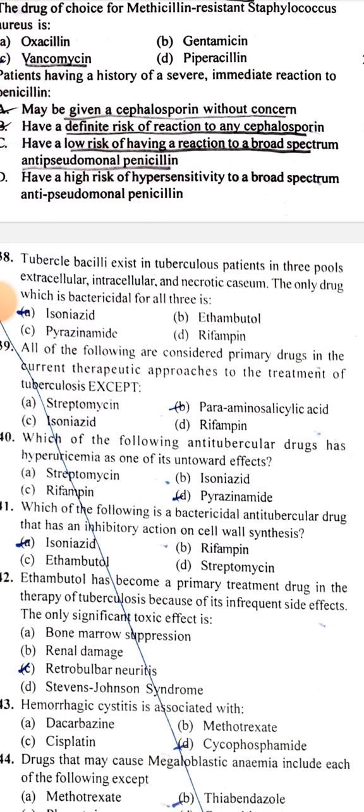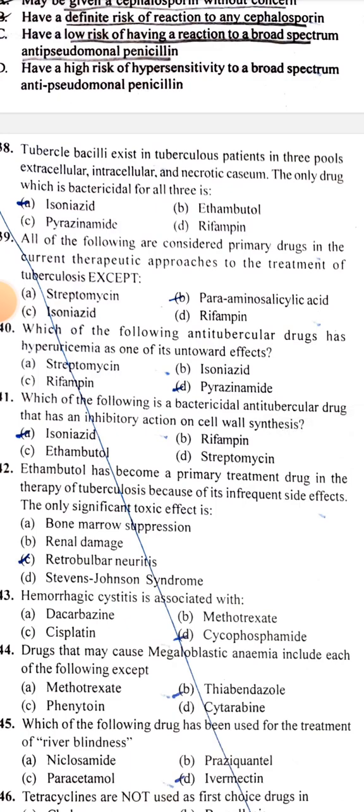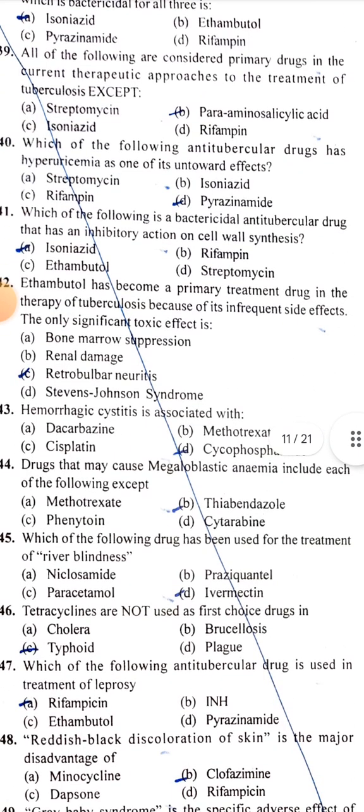All of the following are considered primary drugs in the current therapeutic approaches to the treatment of tuberculosis except para-aminosalicylic acid. Which of the following antitubercular drugs has hyperuricemia as one of its untoward effects? That is pyrazinamide. Which one of the following is a bactericidal antitubercular drug that has an inhibitory action on cell wall synthesis? That is isoniazid. Ethambutol has become a primary treatment drug in the therapy of tuberculosis because of its infrequent side effects. The only significant toxic effect is retrobulbar neuritis.